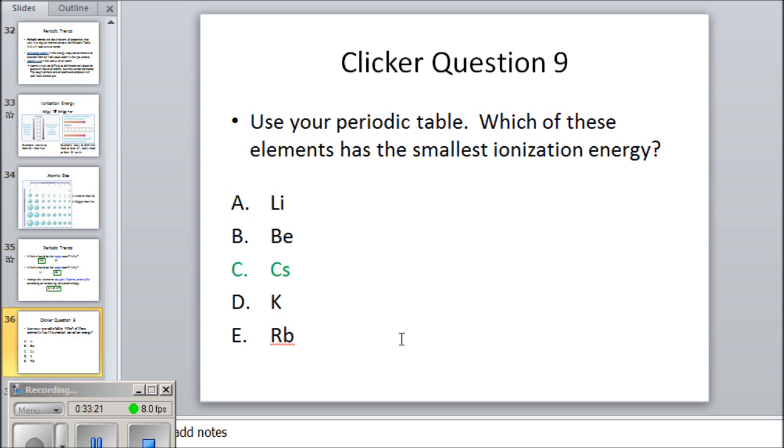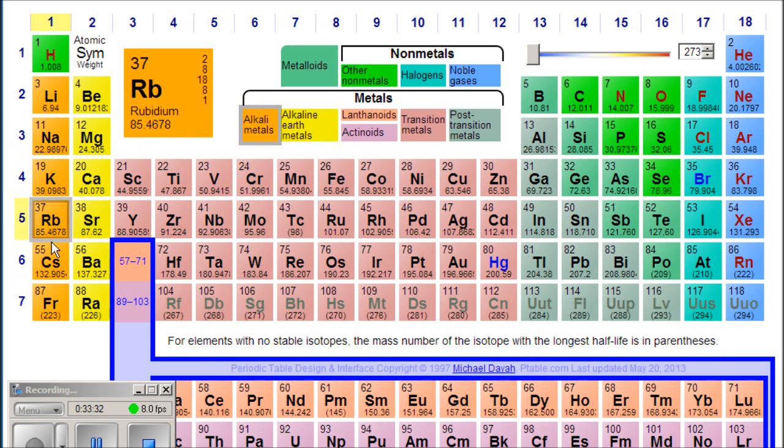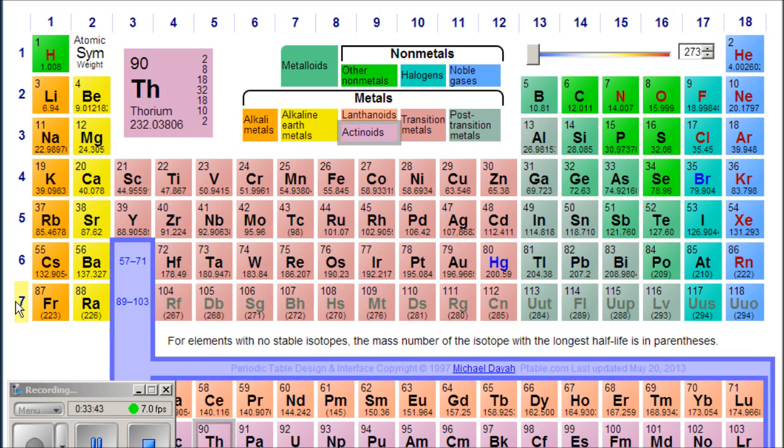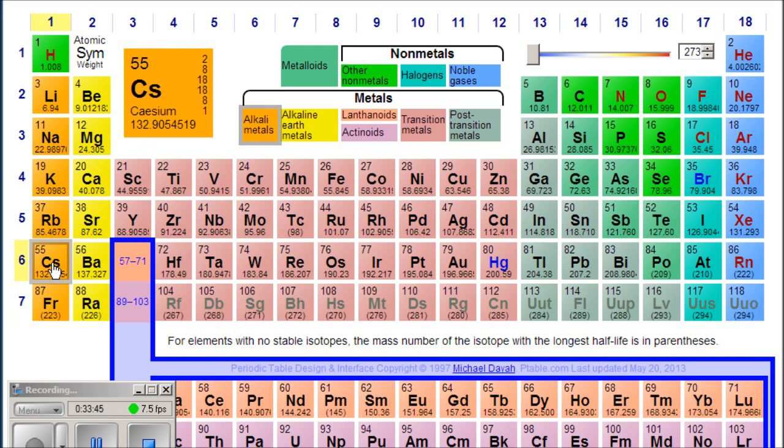All right. Which of these elements has the smallest ionization energy? Lithium, beryllium, cesium, or potassium, rubidium. Let's go check it out. Yeah, so the least ionization energy is going to be one that's like the lowest in that column. They're all in that column. Let's take a look. Cesium. So that's going to be the lowest one in the column. All the other ones like lithium or potassium, they're higher up.